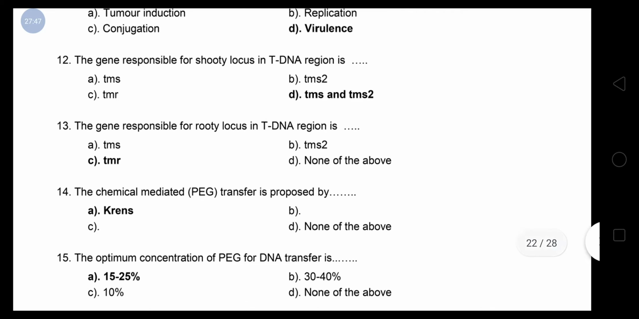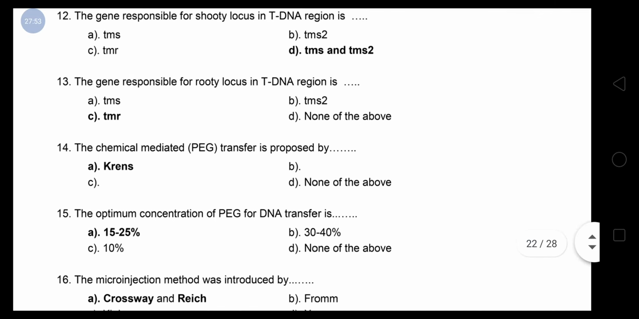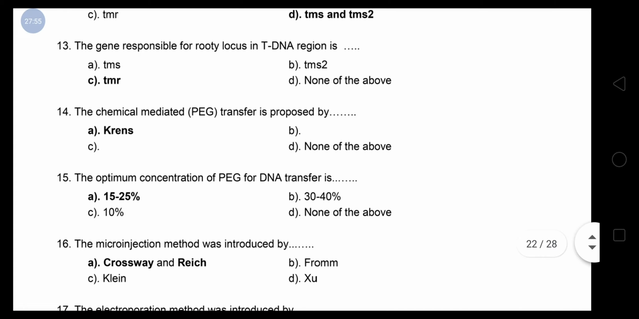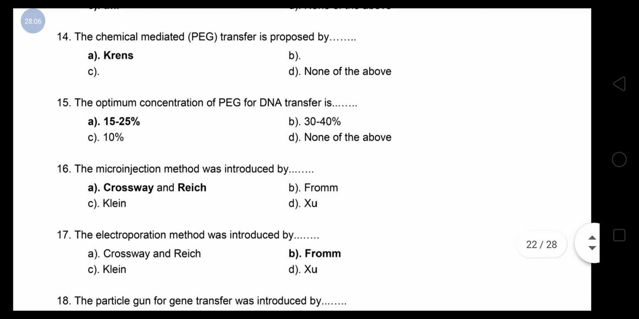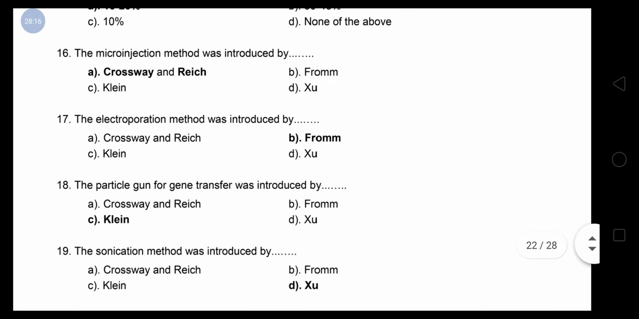Genes responsible for shooty locus in T-DNA region are TMS1 and TMS2. The gene for rooty locus in T-DNA region is TMR. Chemical mediated, that is PEG transfer, is proposed by Kranz. Remember, chemical mediated PEG transfer is proposed by Kranz. The optimum concentration of PEG for DNA transfer is 15 to 25%.